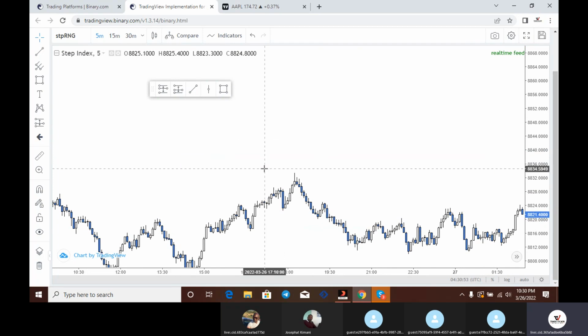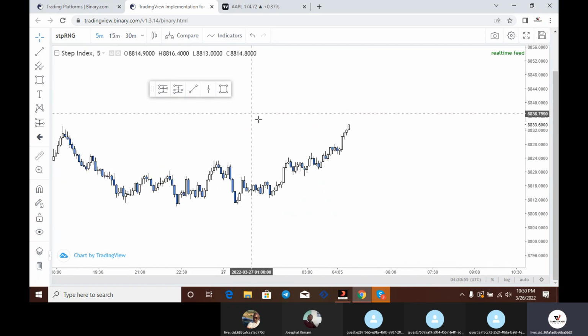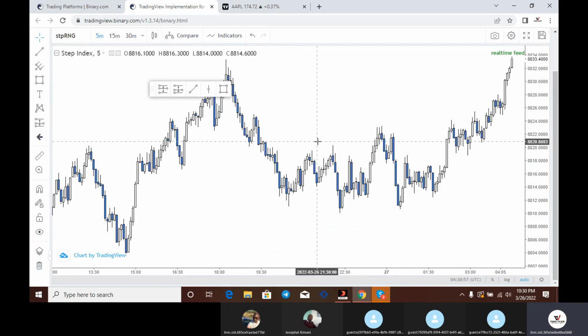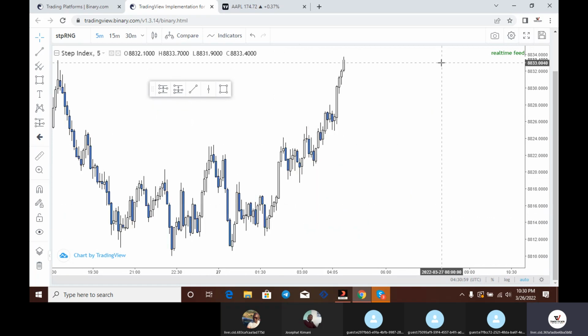But basically, I do not use indicators. If I want to use indicators, probably just to confirm entries and all that.